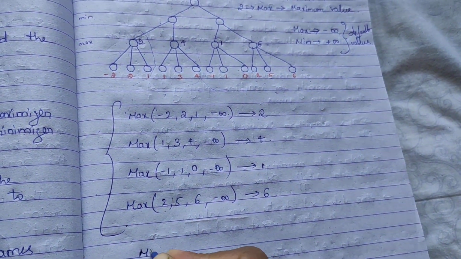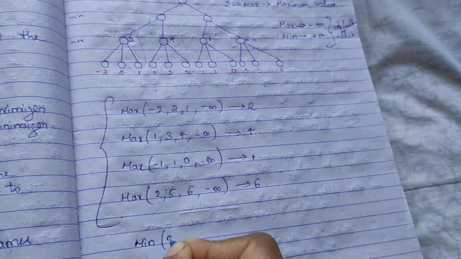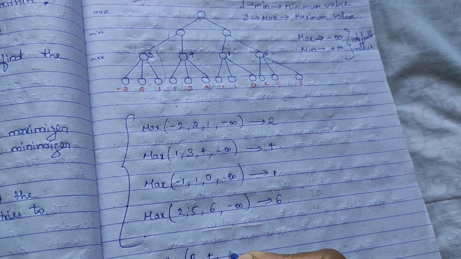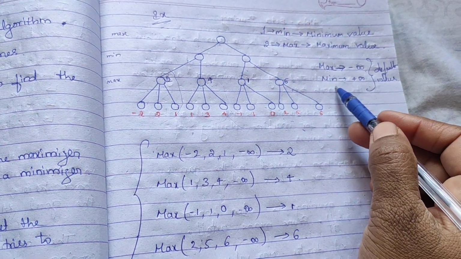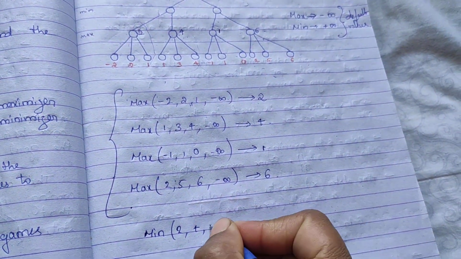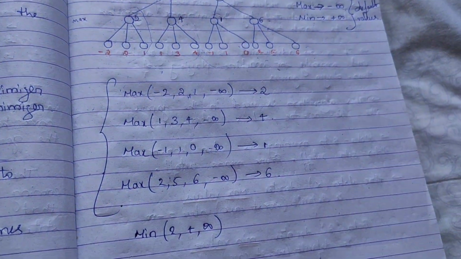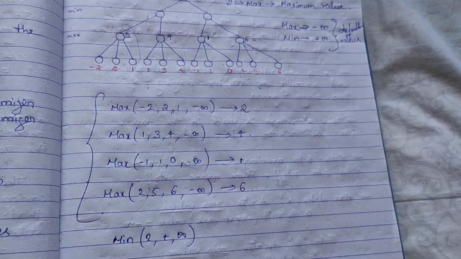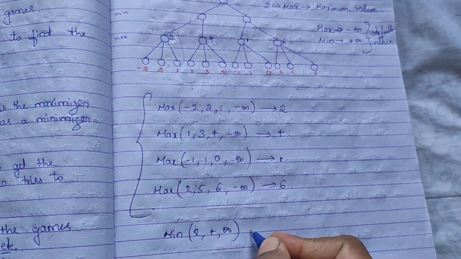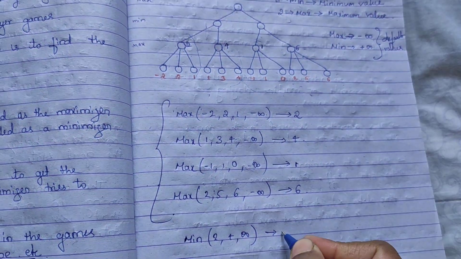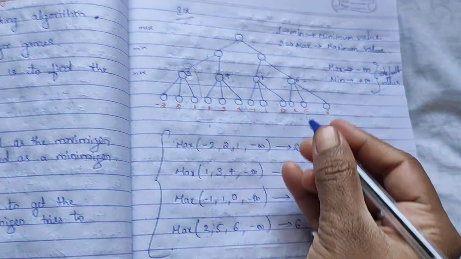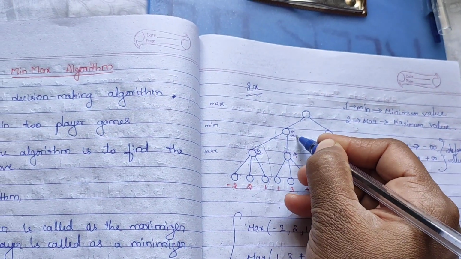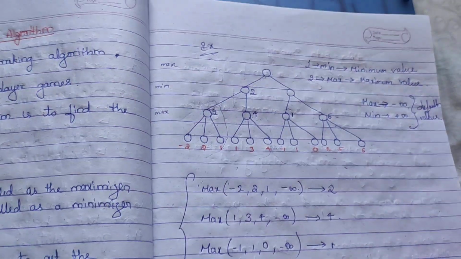Next, for the minimum of 2, 4 and what is the minimum default value? Minimum is infinity. Understanding? Minimum of 2, 4 and infinity. What is the minimum value? 2 is the minimum value. Understood? See? So 2 is the minimum value.